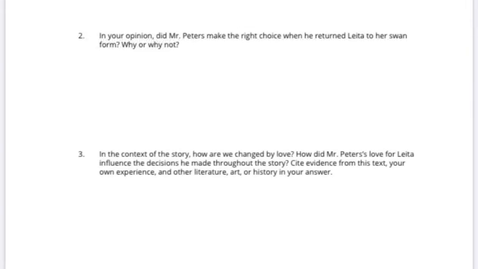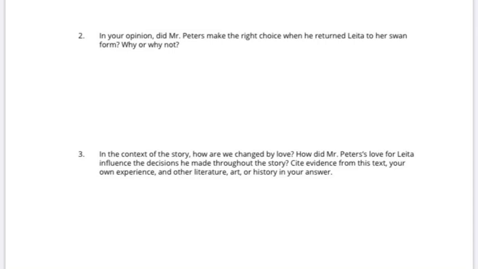Question number 3 says, in the context of the story, how are we changed by love? How did Mr. Peters' love for Leda influence the decisions he made throughout the story? Cite evidence from this text, your own experience, and other literature, art, or history in your answer. So here you want to think about the story and how Mr. Peters' love for Leda changed what he did, but also in general, how are people changed by love? Do you have examples of how people have been changed by love? And then how was Mr. Peters' love, how did that affect what he did when it came to Leda?